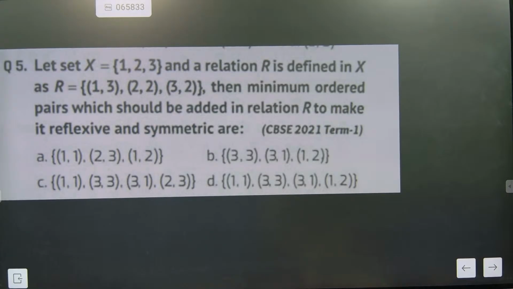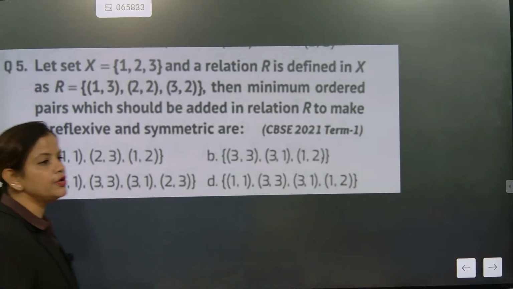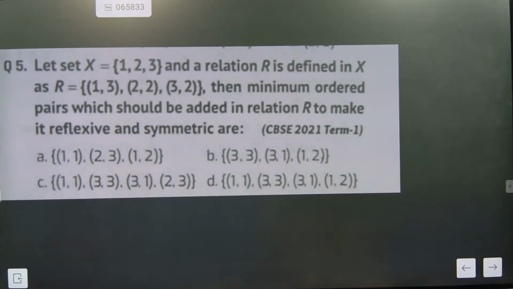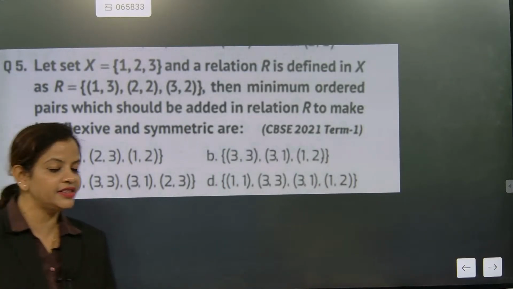Now look here, X is equal to 1, 2, 3. A relation R is defined as R is equal to 1, 1, 1, 2, 1, 3, 2, 2, 3, 3, and 3, 2. Then the minimum ordered pairs which should be added to the relation. See this question, do it very carefully. Minimum ordered pairs. Search and say the answer. Come on, check the minimum ordered pairs. How many are you going to add there?